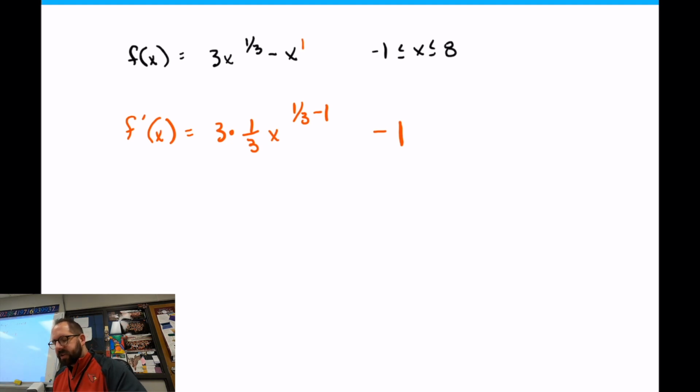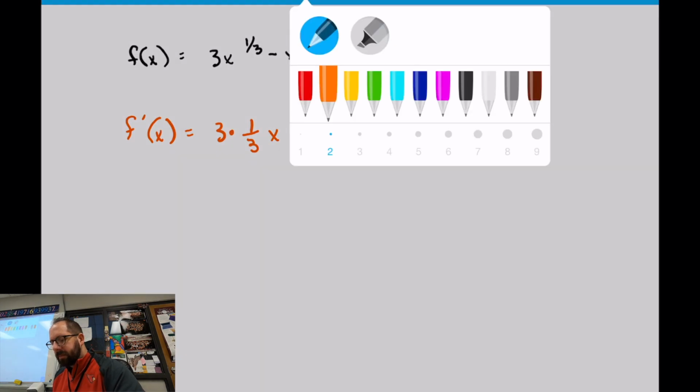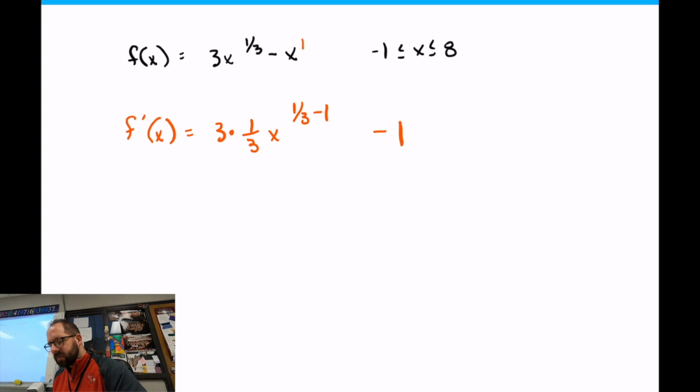So if I clean this up a little bit, the 1/3 times 3 is 1, like you said. I don't even need to write the 1 there. And then subtracting the powers, 1 is 3 over 3, because I have to get common denominators. I subtract to get a negative 2/3. And so this is just simplifying the first derivative.